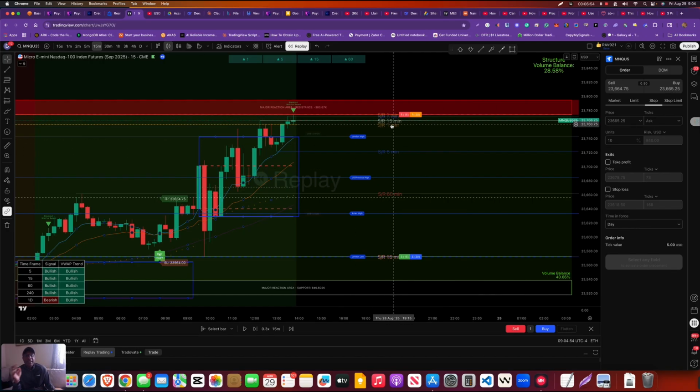So each time frame has a wall, just like this red bar here, or the wall may not be a red bar, it may be just a yellow line or something. It depends on how strong that wall is.